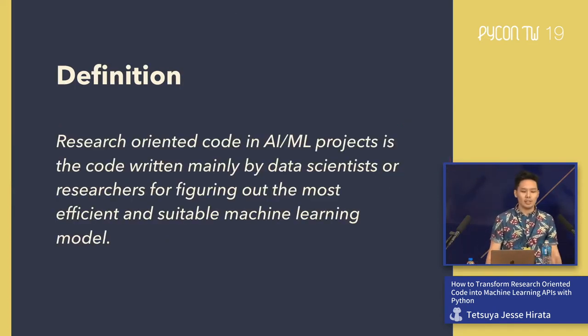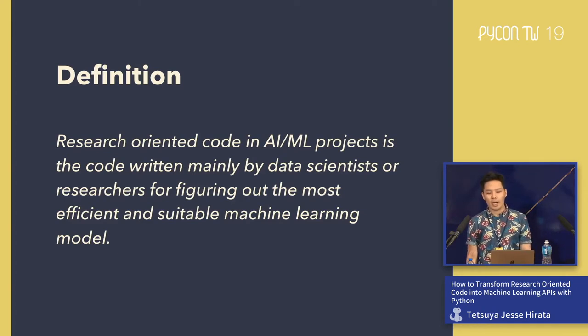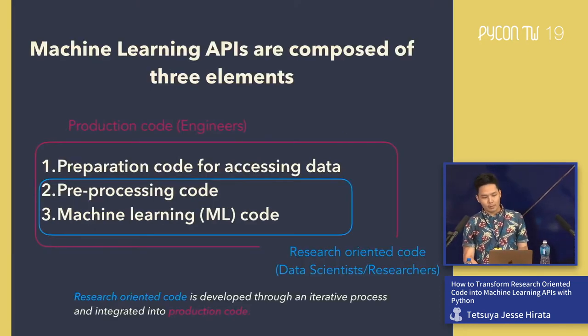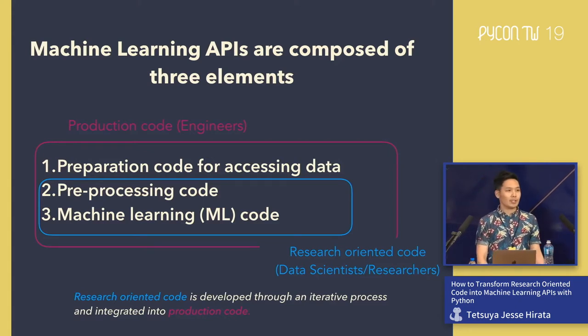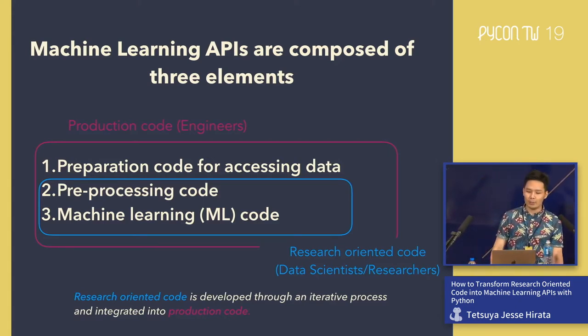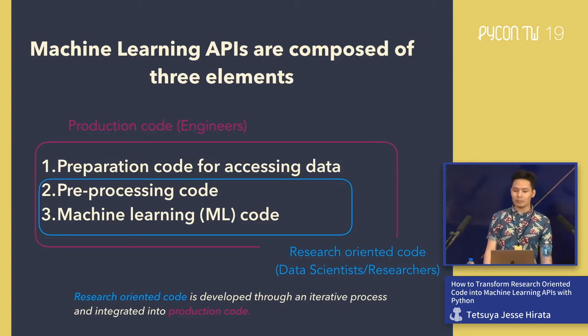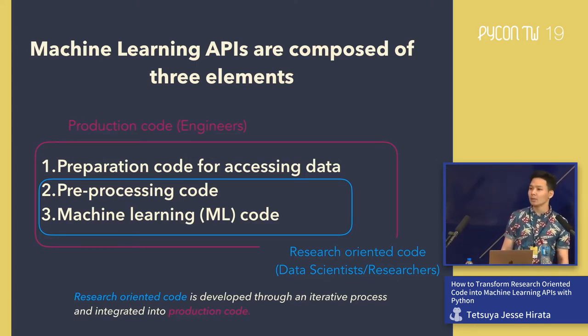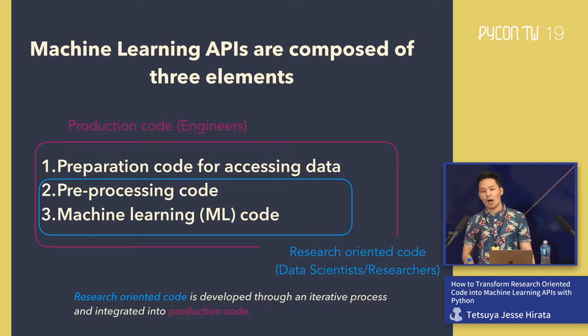Let's look at the definition. Research-oriented code in an AI/ML project is the code written mainly by data scientists or researchers for figuring out the most efficient and suitable machine learning model. Machine learning APIs are composed of three elements. Basically, researchers focus more on writing pre-processing code and machine learning code, and the research-oriented code is developed through an iterative process and integrated into production code. On the other hand, engineers have responsibility to write the whole part of the code at production level.